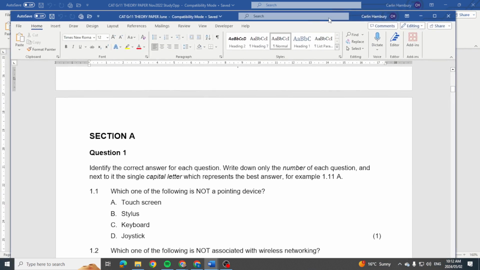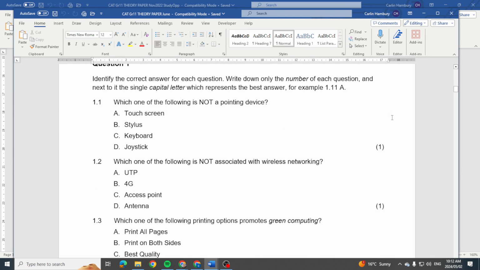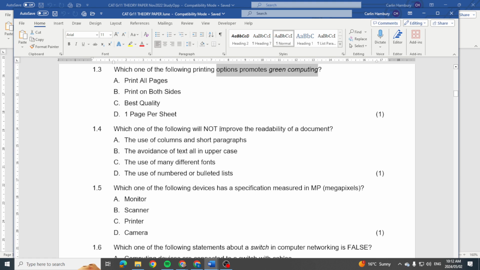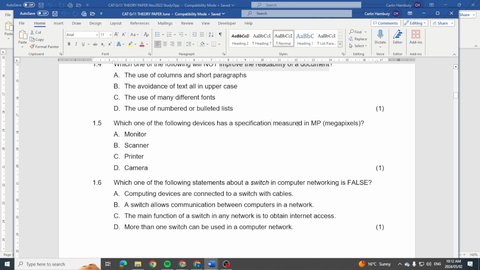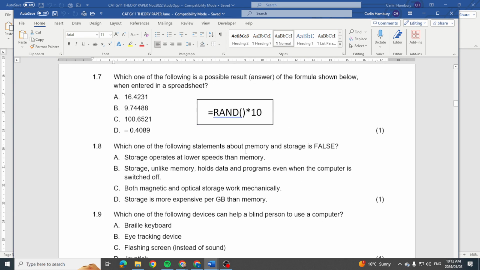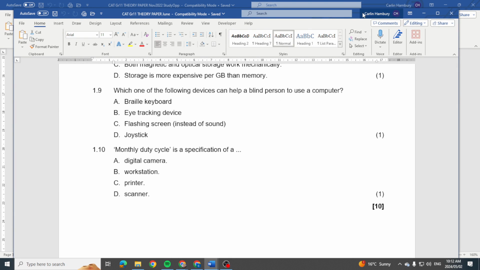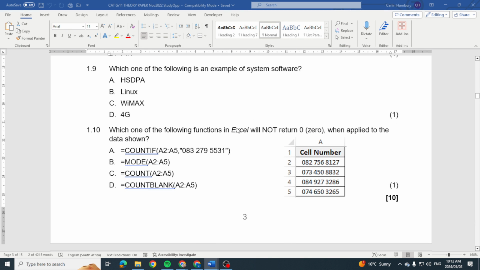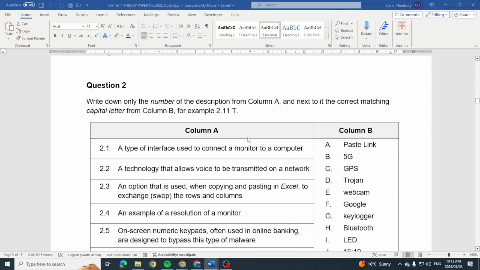Let's look at this paper that I've got here as well. This one is looking at pointing devices, wireless networking, green computing, readability of a document, megapixels. What I'm trying to show you here is that in your multiple choice section, which is around 10 marks, you'll get a variety of questions covering all of your theory, and you will get some prac questions as well. In this case, it was just one. The other paper had about 2 or 3. So just be prepared for that.